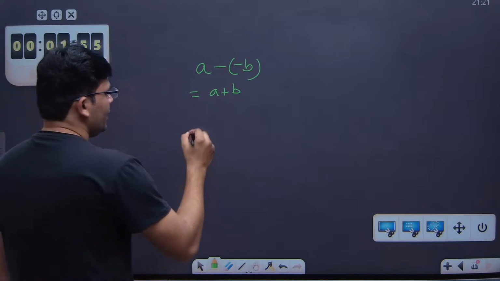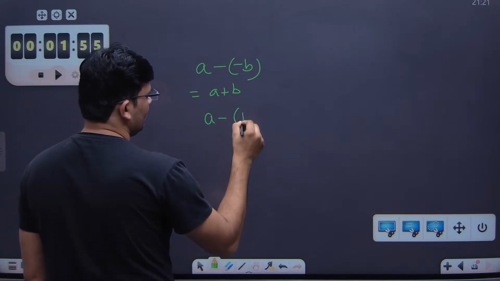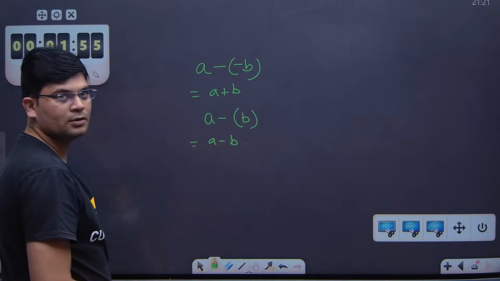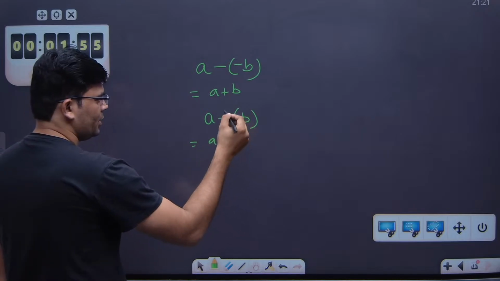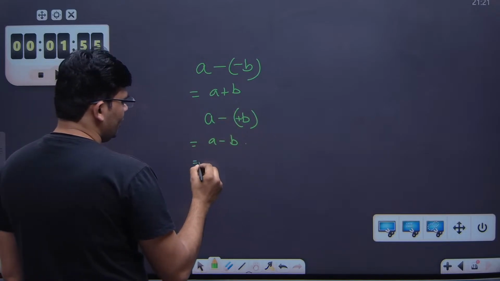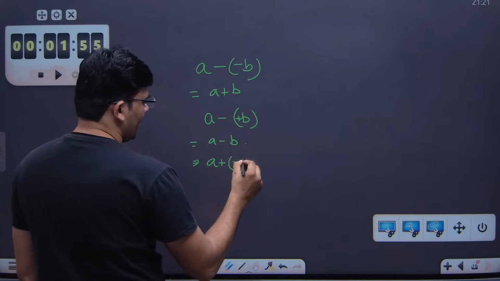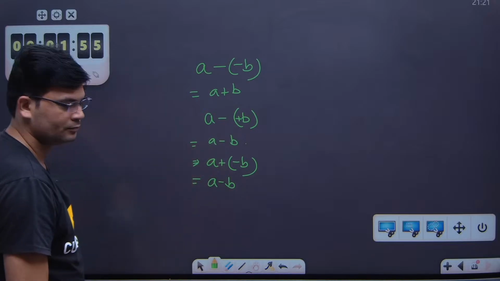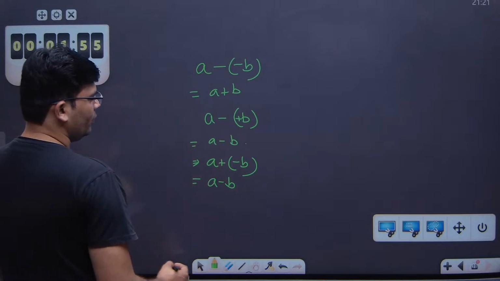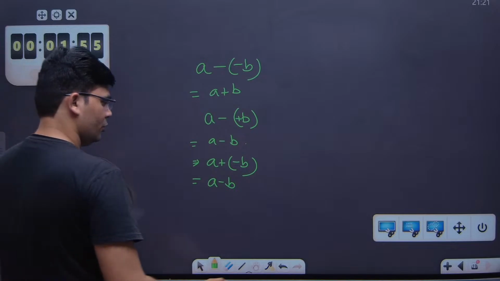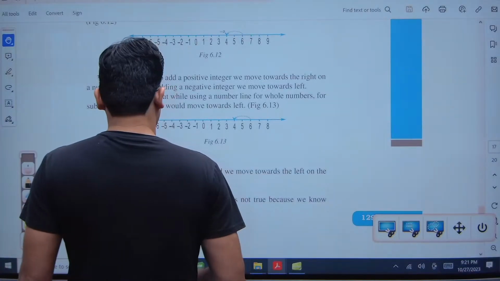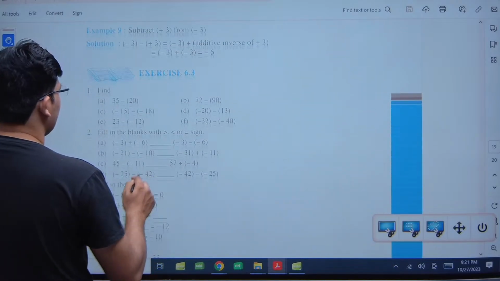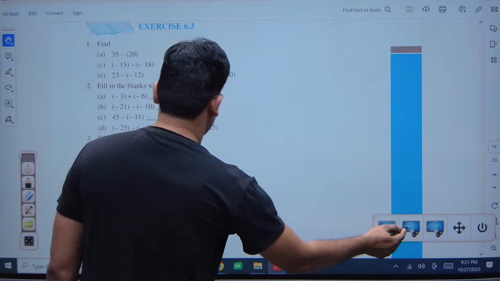Then A minus B is equal to A minus B. This is plus B, or you can understand it like plus B. Then we have A plus of minus B is equal to A minus B. All right, any doubt here? Good. So you understood all these concepts. Let's move on to the questions.